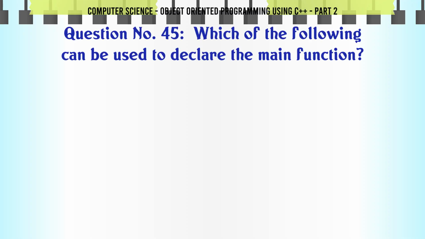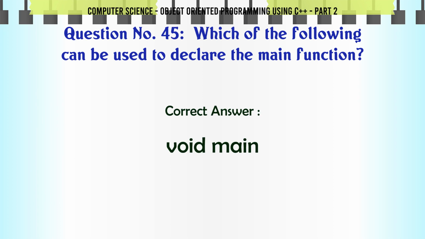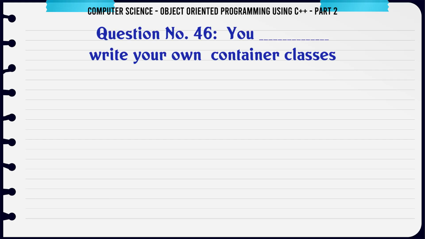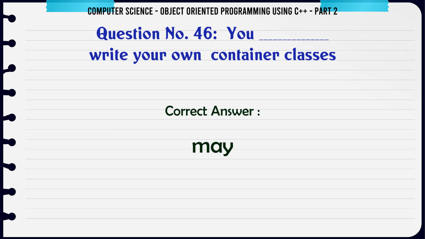Which of the following can be used to declare the main function? A. void main, B. void main, C. void main, D. main. The correct answer is void main. You write your own container classes: A. must, B. may, C. should not, D. must not. The correct answer is may.